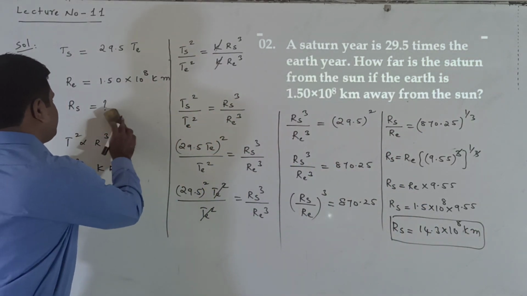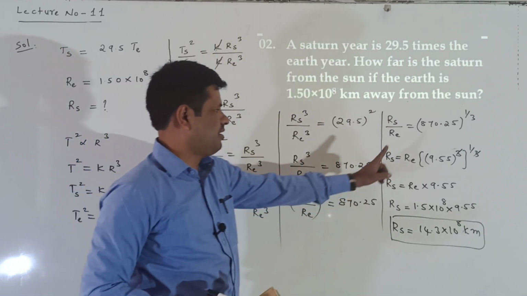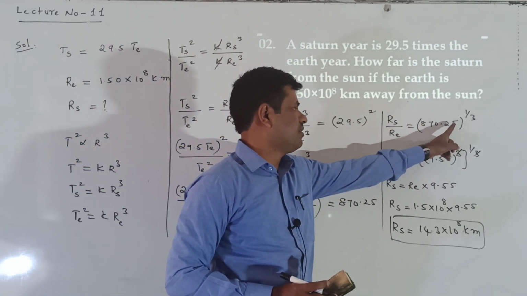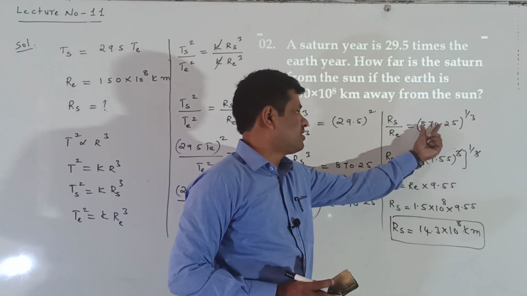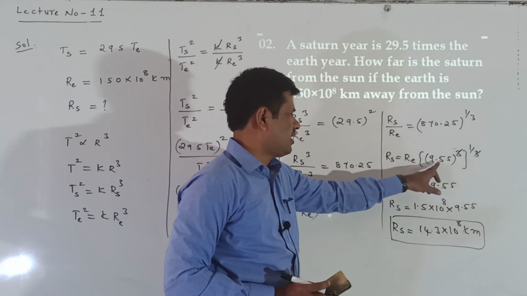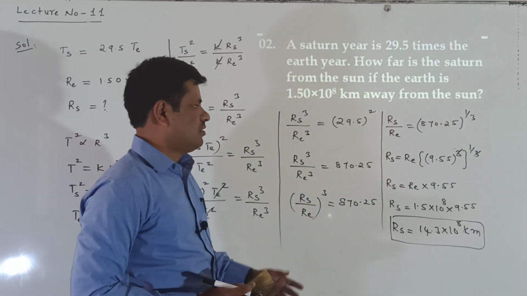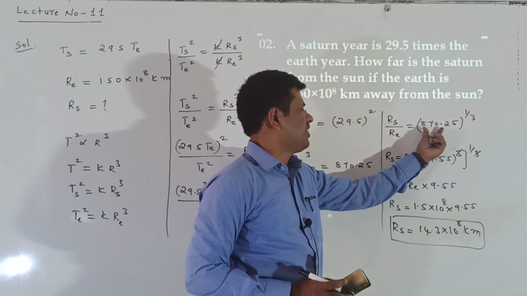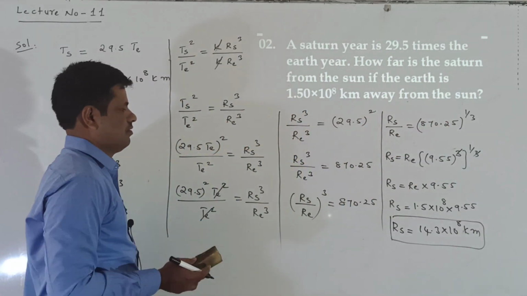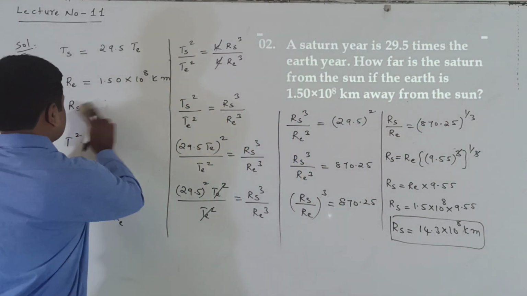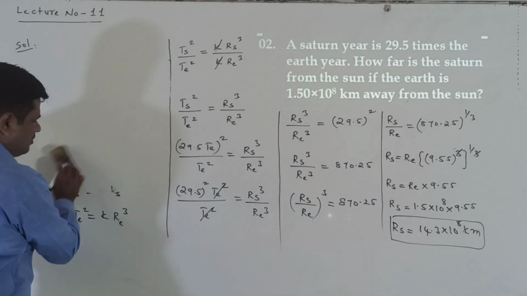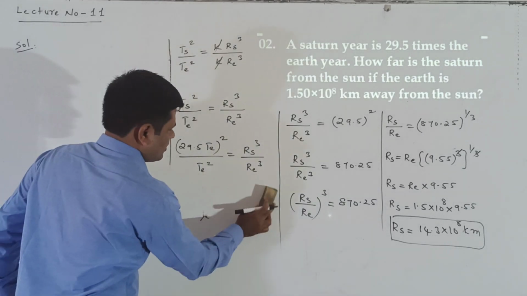Right, here we can concentrate on this calculation. 870.25 whole power of 1 by 3 can be written as 9.55 whole cube, that is 9.55 whole cube we are making 870.25. This is the second numerical.